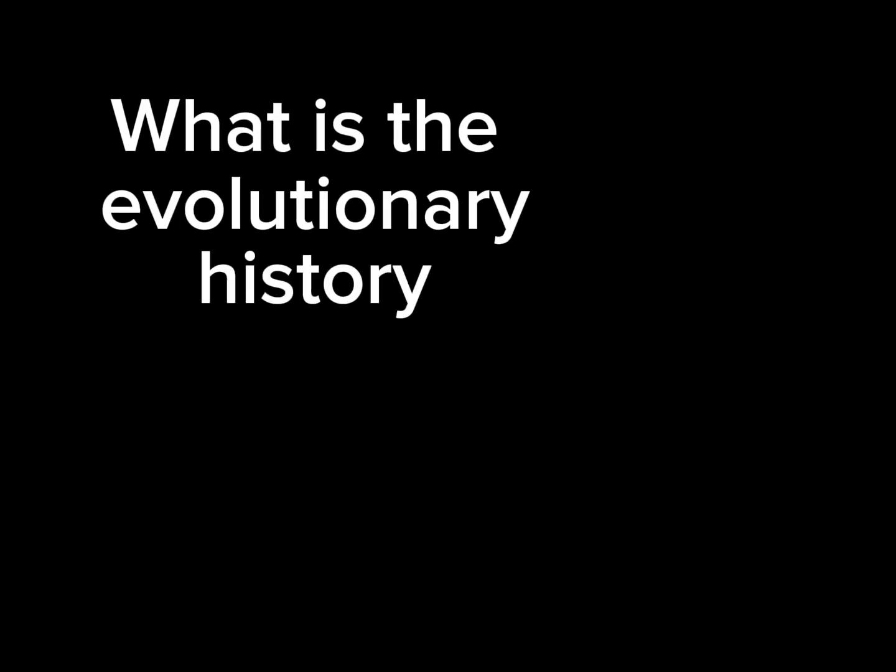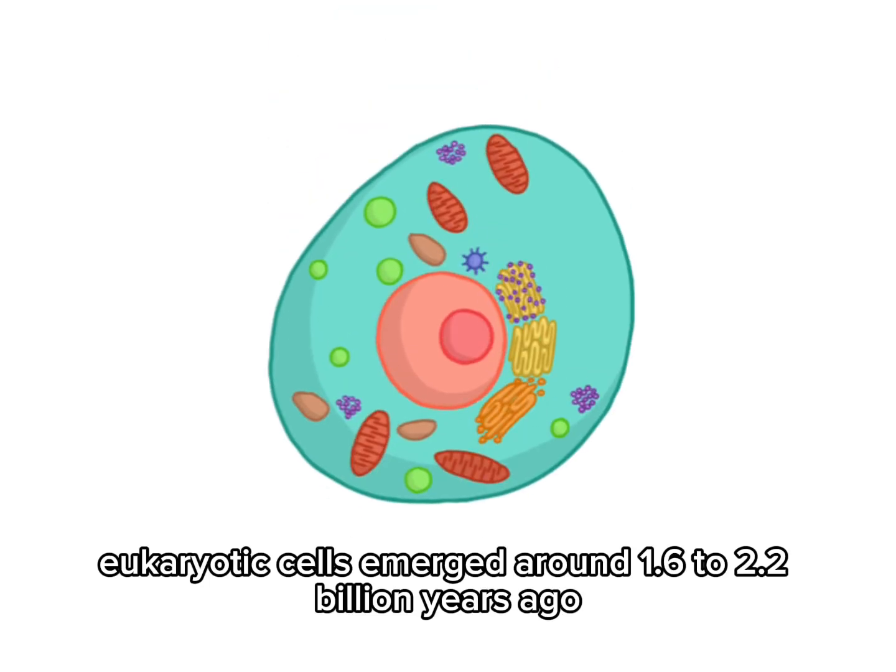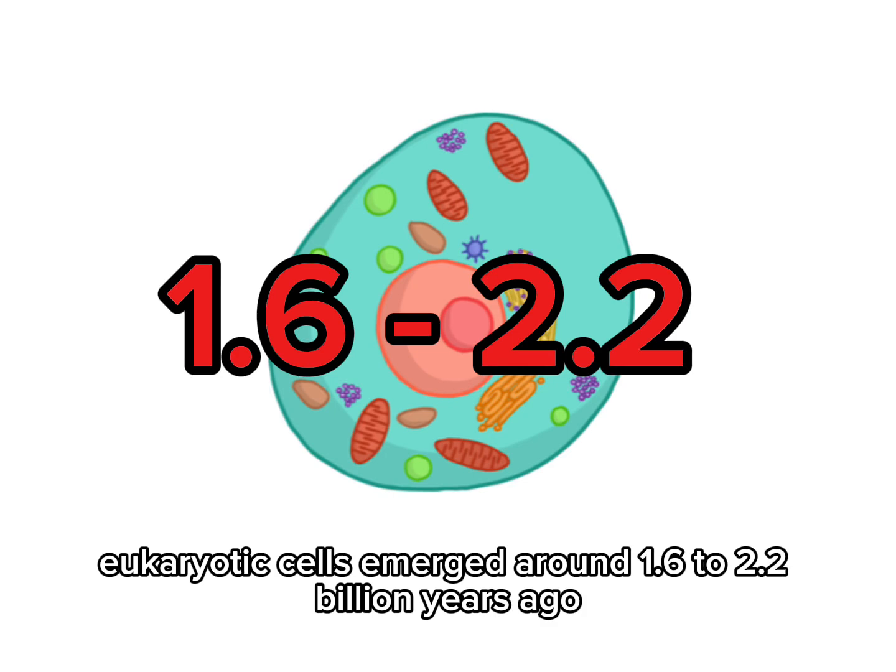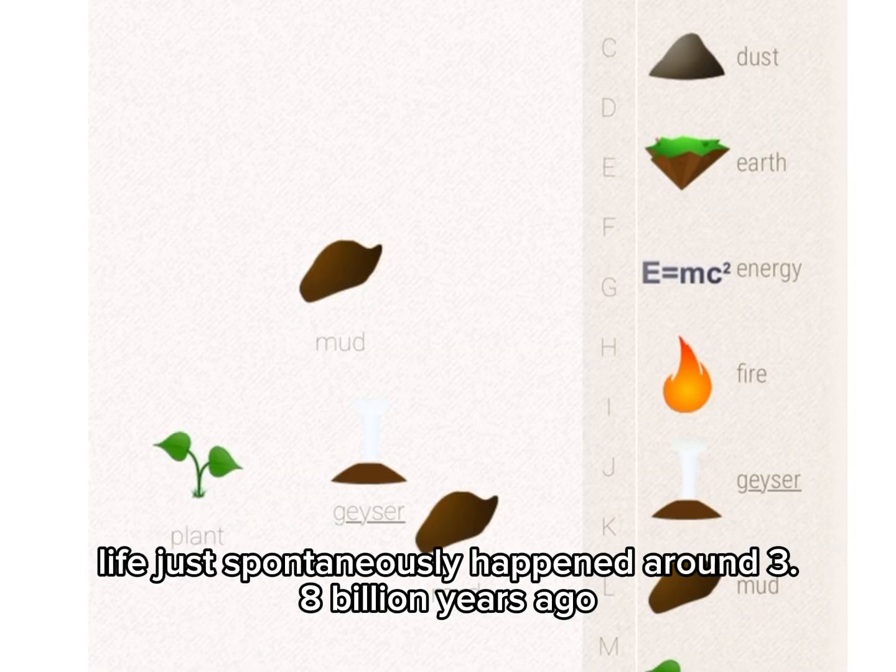The evolutionary history of eukaryotic cells. Eukaryotic cells emerged around 1.6 to 2.2 billion years ago. Life just spontaneously happened around 3.8 billion years ago.